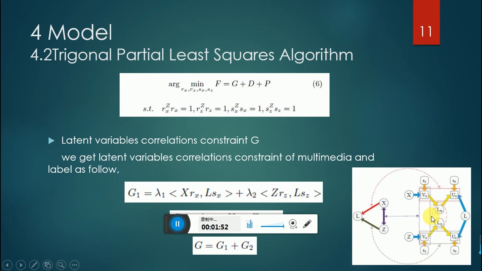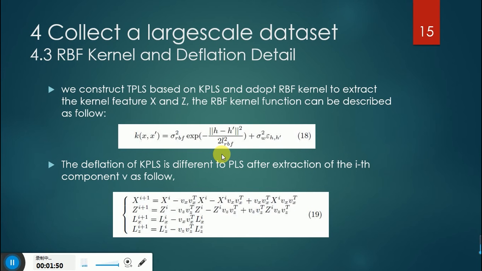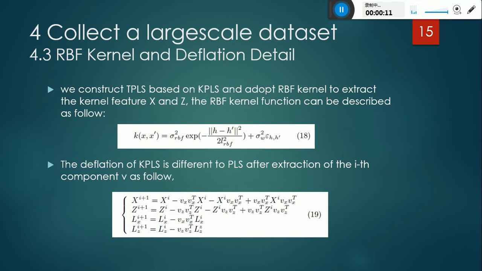Firstly, let me talk about the latent variables correlation constraint. As you can see from this global graph, we'd like to minimize the correlation between the multimedia modalities and the label modality. And then we have this one, G1. After calculating the features, in this section I'd like to talk about the objective kernel and the definition details, which you can also regard as the optimization of our model.